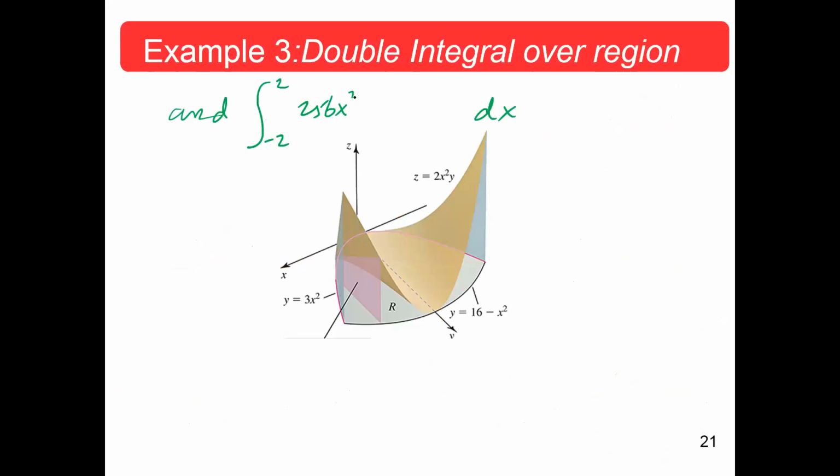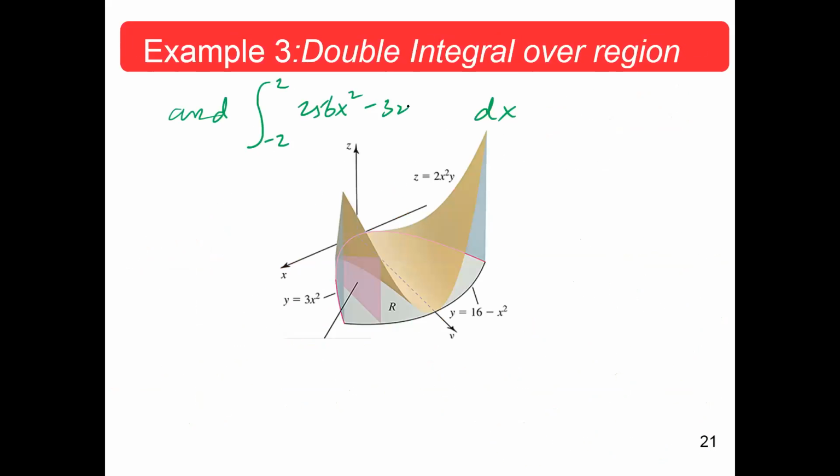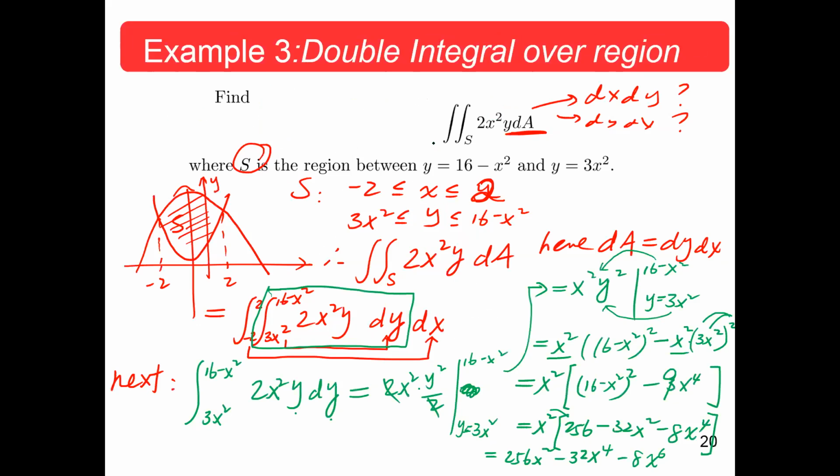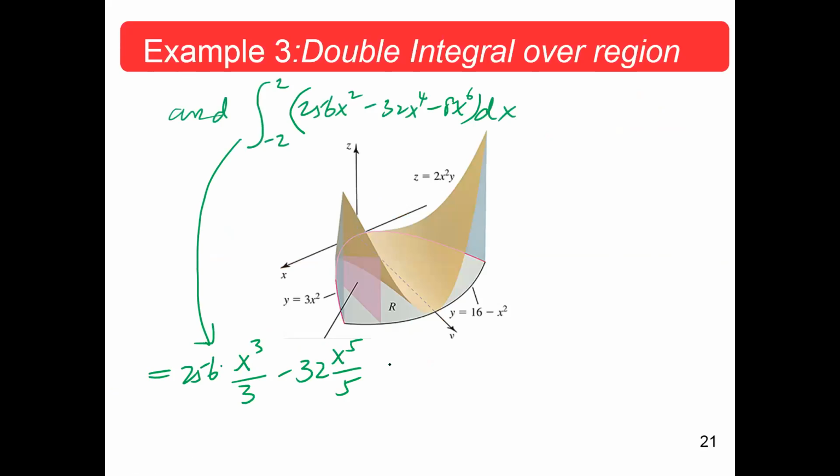So 256x squared minus 32x to the 4th, and then minus 8x to the 6th dx. All right, so we would be getting 256 x cubed over 3 minus 32 x to the 5th over 5 minus 8x to the 7th over 7, and then evaluate at those two ends, negative 2 to 2. Right?